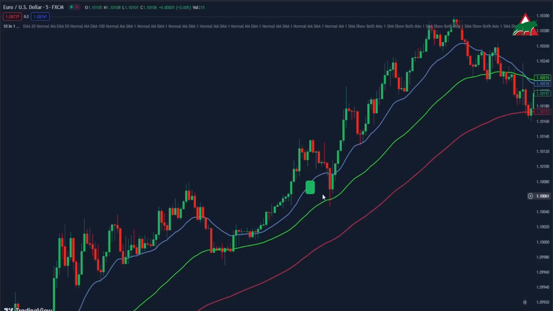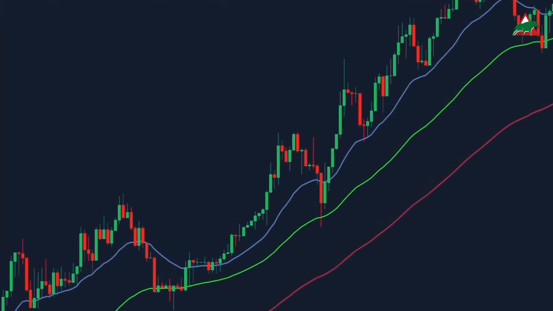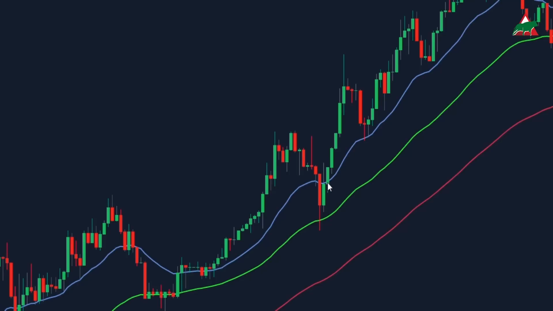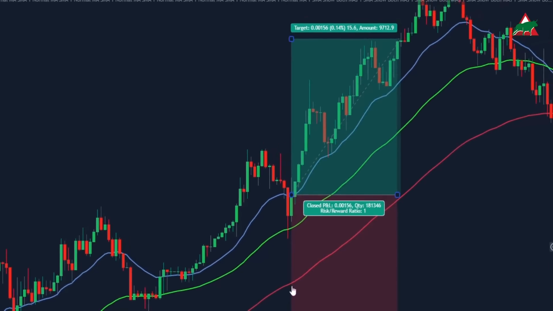Next, wait for the price to make a pullback towards the 20 or 50 EMA. This will act as our entry setup. The next step is to wait for the price to go back to the 20 EMA again. Once this happens, take a buy position here.